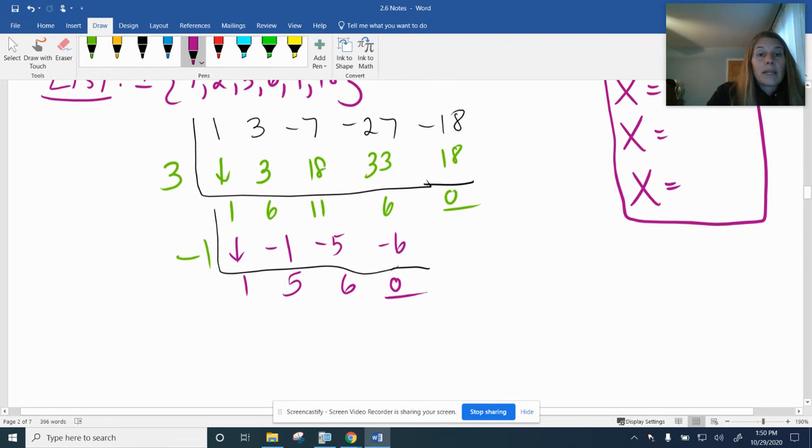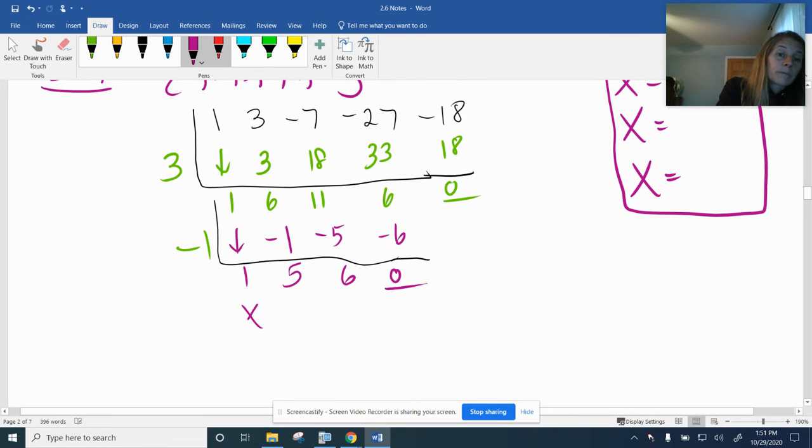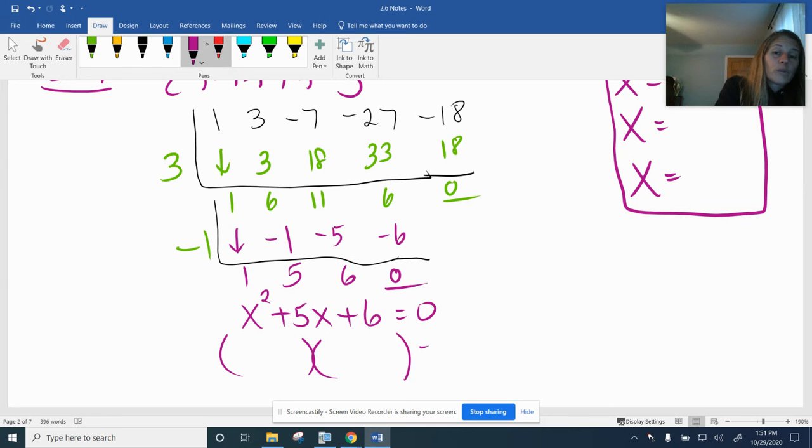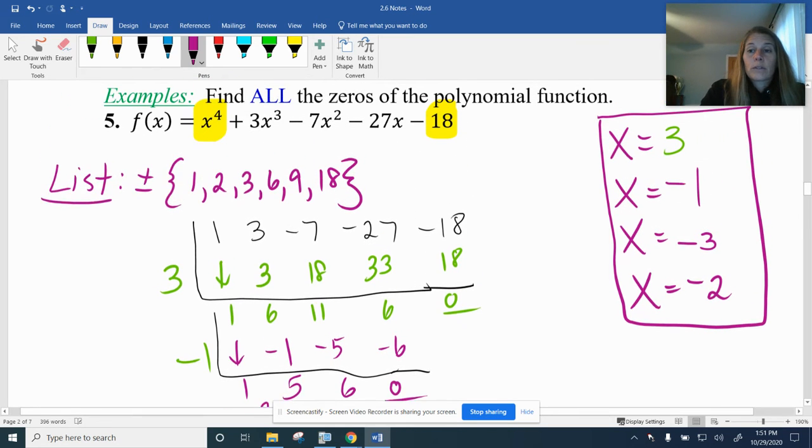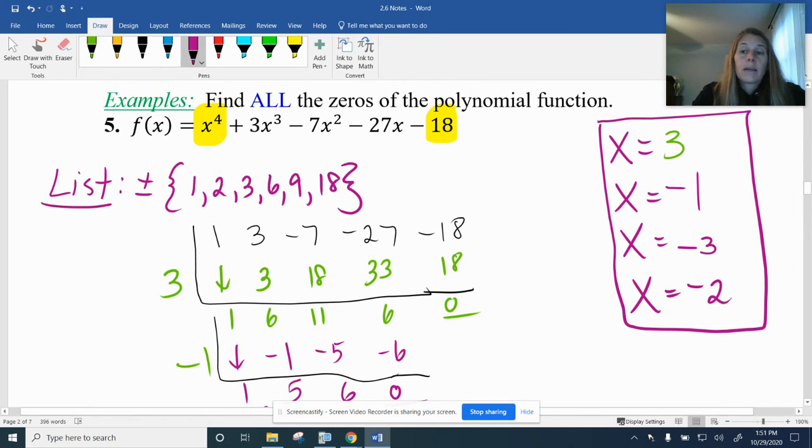So now to find my remaining 2, you can factor. So this is x squared plus 5x plus 6. This is a factorable quadratic trinomial because I can split up my x squared. And then the two numbers that multiply to 6 and add to get 5 are +3 and +2, which would make my remaining 2 solutions -3 and -2. So those were my 4 solutions for this one: +3, -1, -3, and -2.